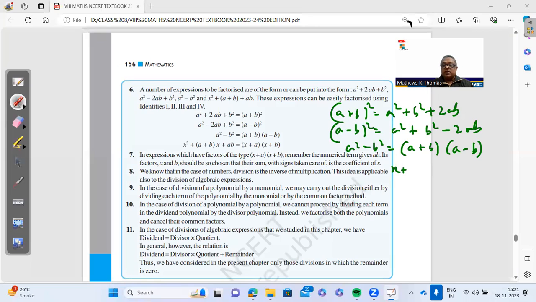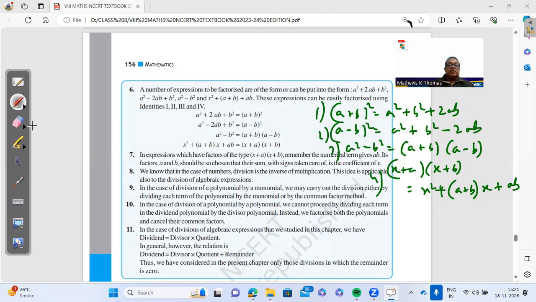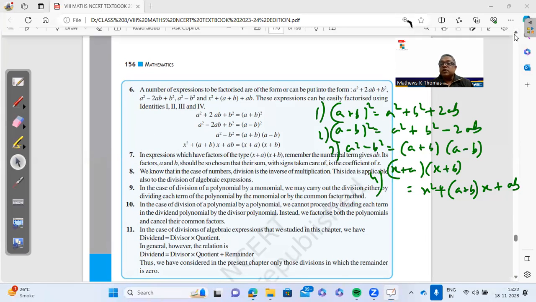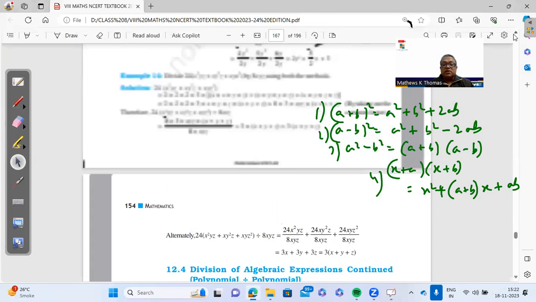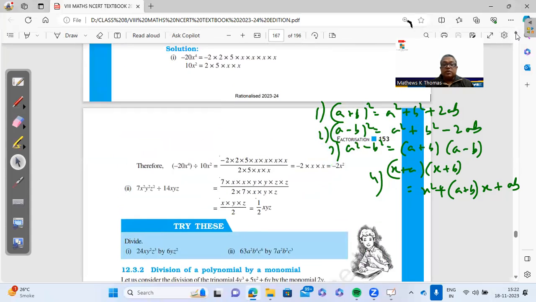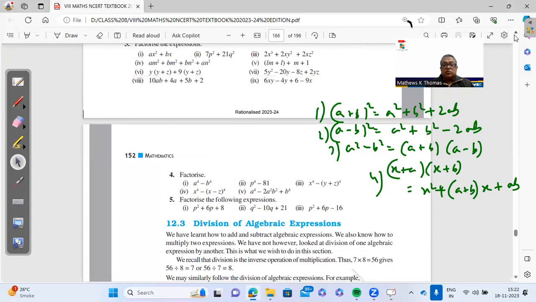And the fourth identity, x plus a into x plus b equals x square plus a plus b in brackets, outside the bracket x, plus ab. So this is 1, 2, 3, 4. These 4 identities have to be done in this chapter because you will have questions here in which these identities have to be used. Then only you will be able to solve these questions.